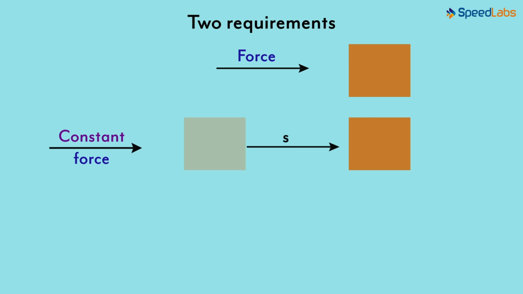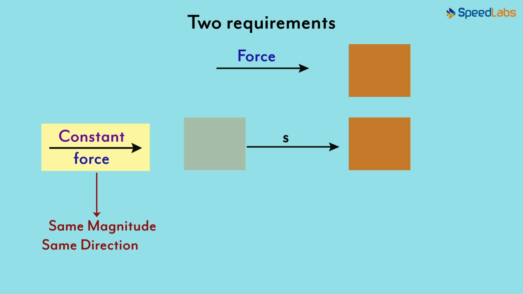Understand what I said. The work is done on an object through a force which is constant. What does that mean? To put it in simple words, the force applied doesn't change its magnitude or its direction, and the object is displaced in the direction of the force. Now, how can we make this into a formula?